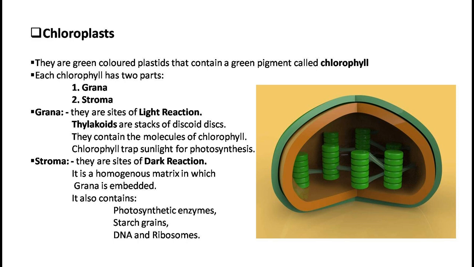Stroma, on the other hand, is the site of dark reaction. It is a homogeneous matrix in which grana is embedded. It contains photosynthetic enzymes, starch grains, DNA and ribosomes. This cell organelle is also double membraned, and the grana stacks are interconnected by stroma lamellae.